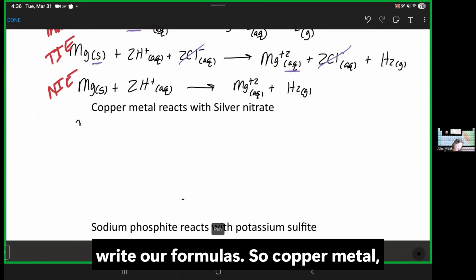That gave me 2 hydrogens, so I'll put a 2 on my water and 2 hydroxides. I'm balanced. Okay, so we have a balanced equation. Now we need to put in our states.